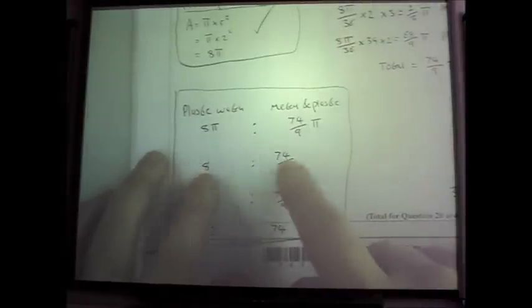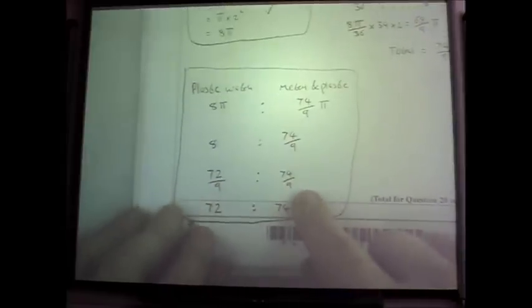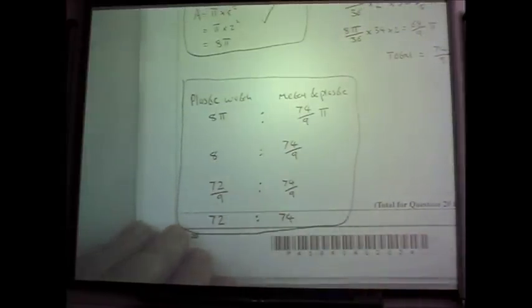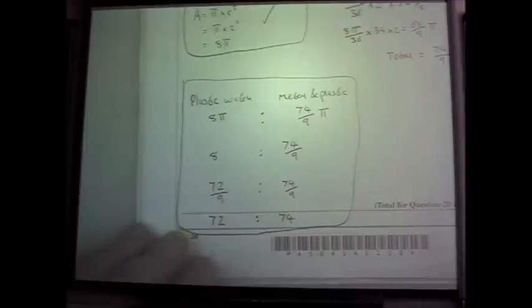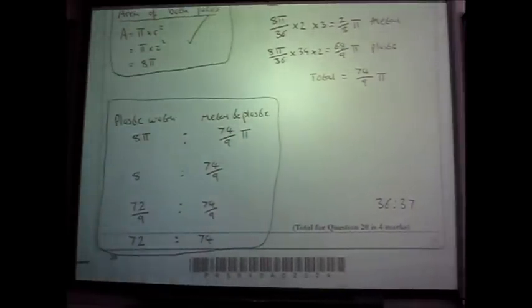I want to get the denominators the same, so this takes a bit of a leap of faith, but I've converted 8 to 72 over 9, because 72 divided by 9 is still 8, isn't it? And that one stayed the same. Then I can cancel the 9s, so I've got 72 to 74, and because it says give it in its simplest form, you've got to half those two, so it's 36 to 37. Nasty one.